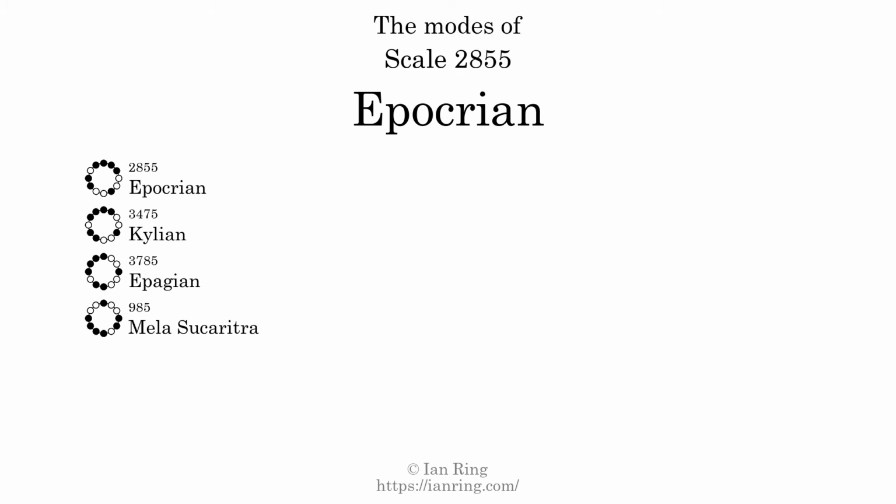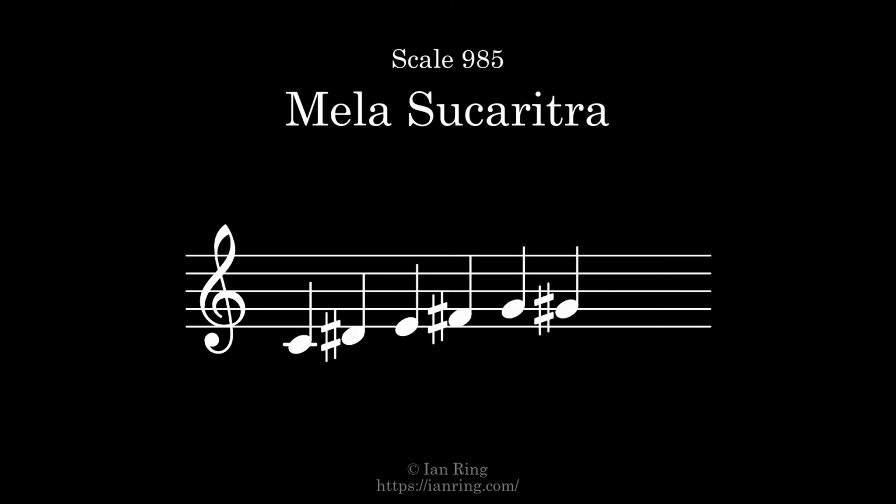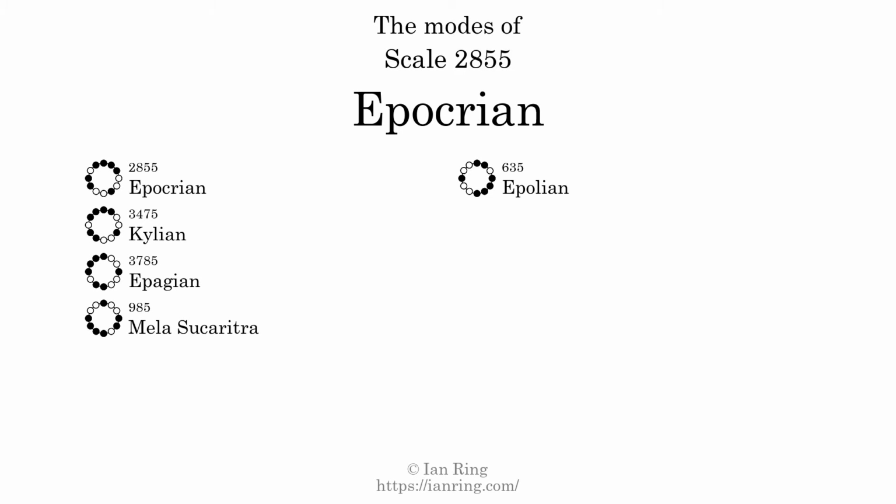The fourth mode is scale 985, also known as symmetry. It sounds like this. The fifth mode is scale 635, also known as Epocrian. It sounds like this.